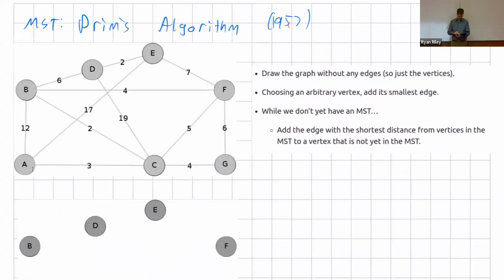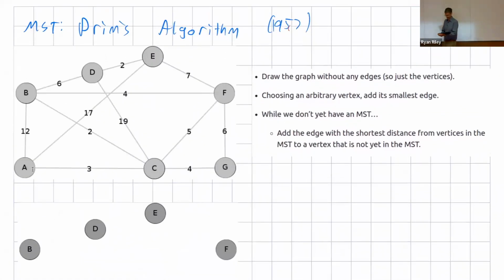Prim's. Okay, here's Prim's algorithm. 1957. So Kruskal's was 1956, Prim's is 1957. You can imagine people were working on this particular problem at that time, and here were two of the leading approaches. So here's Prim's algorithm.